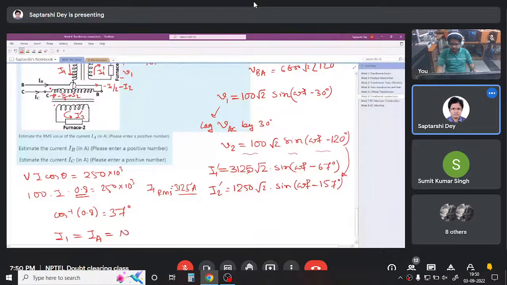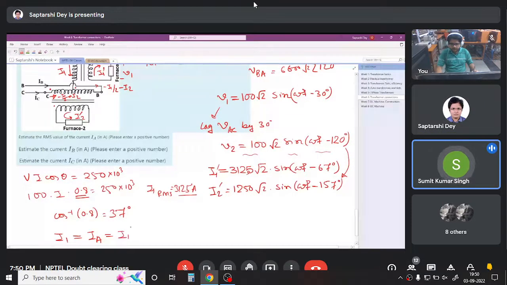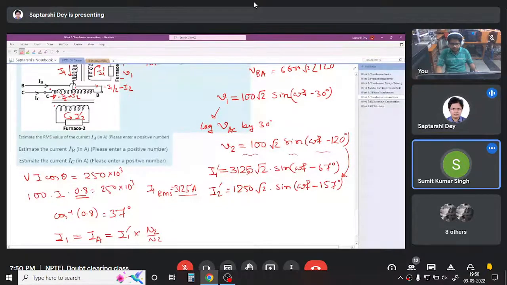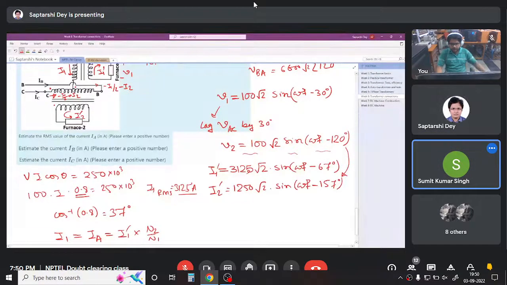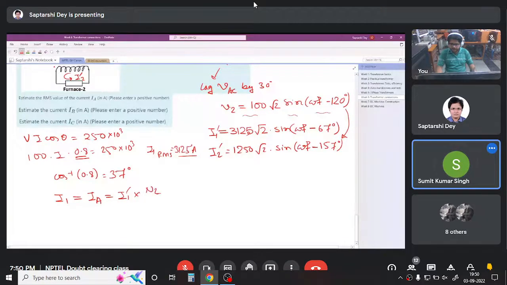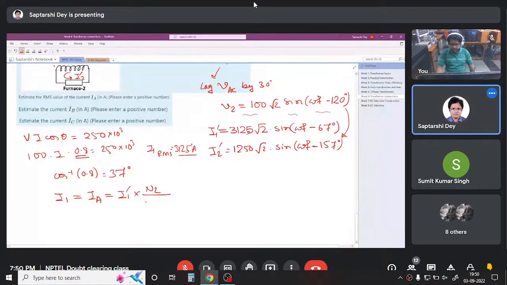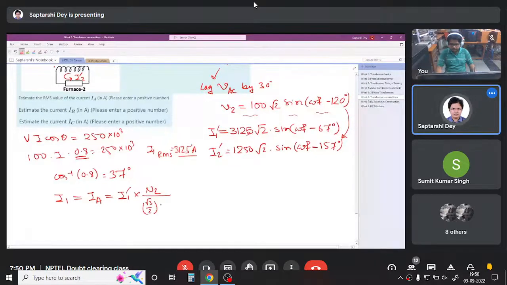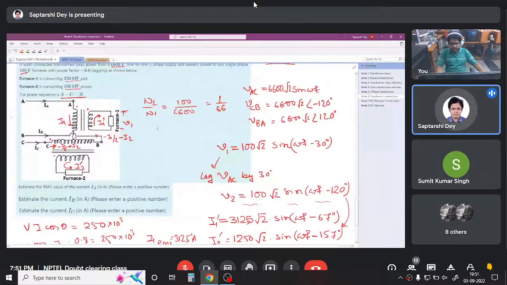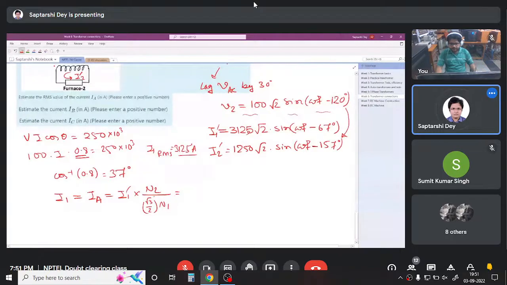So it will be I1 dash by A, that is I1 prime times how much? N1 by N2. No, not N1 by N2. N2 by, the secondary has a number of turns equal to N2. And the primary has a number of turns equal to root 3 by 2 N1. So we had N2 by N1 as 1 by 66. So this will be 1 by 66 root 3. 2 will go up.